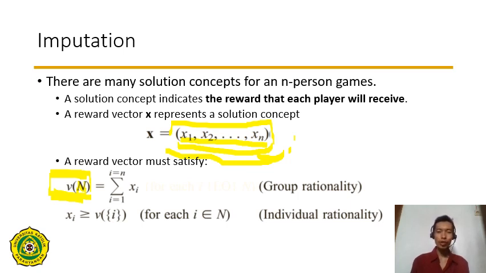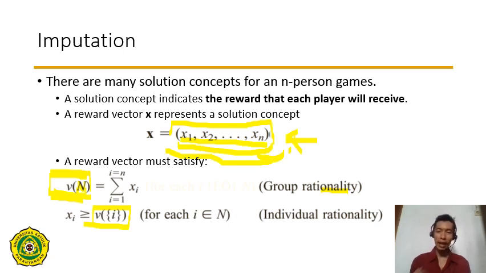And then individual rationality means that the reward given to player i must be at least equal to or more than the characteristic function Vi. This is the case because if you give player i a reward that is less than what he or she can get by acting for himself or herself, then surely that person does not want to accept this solution concept.